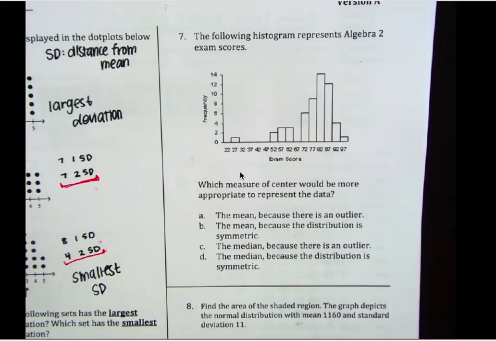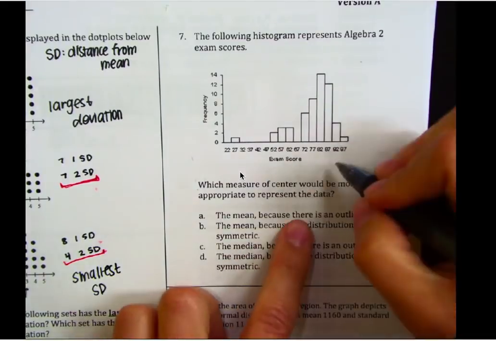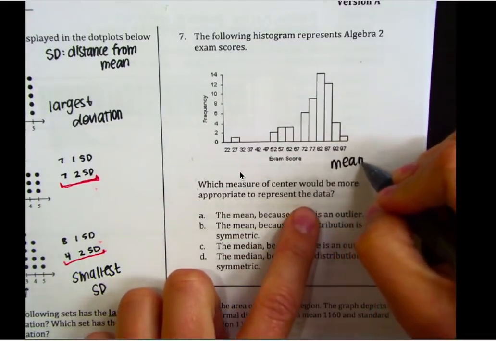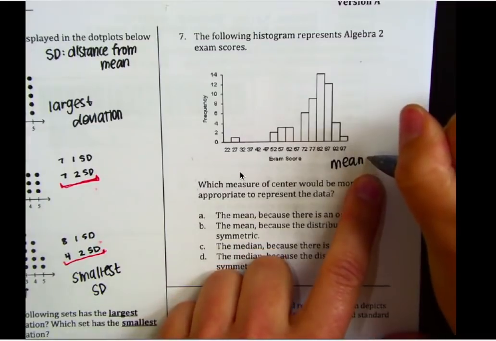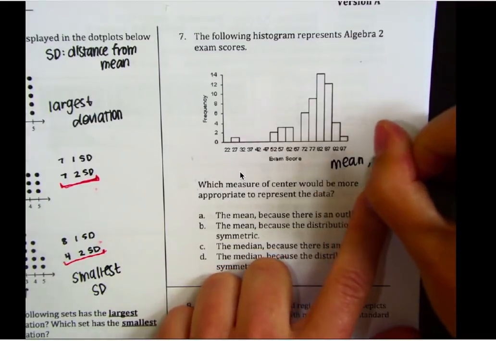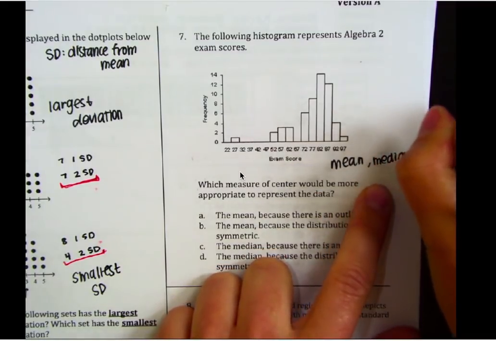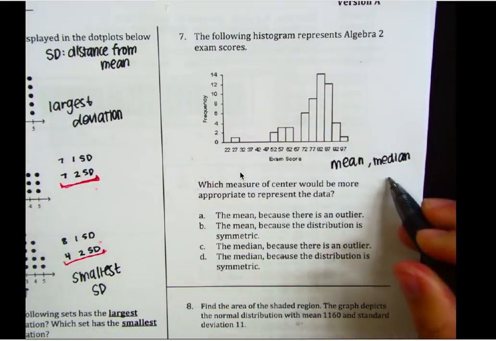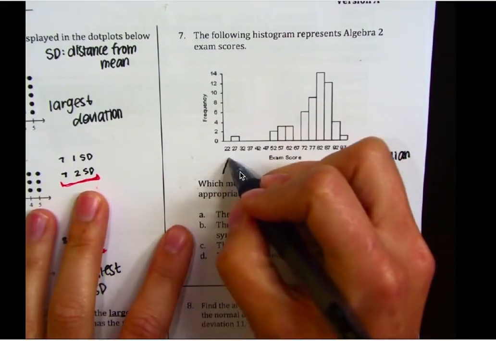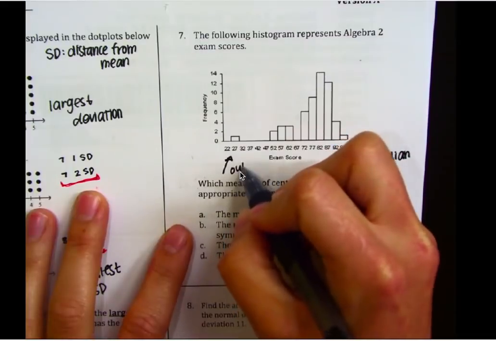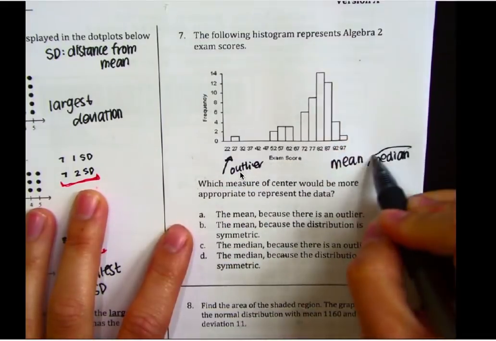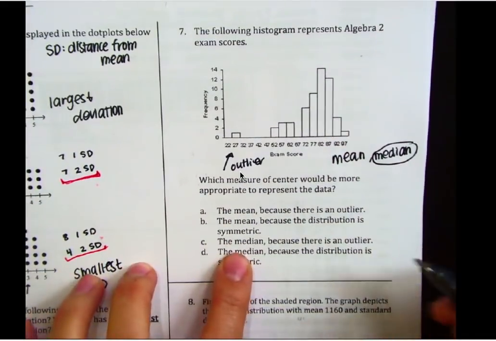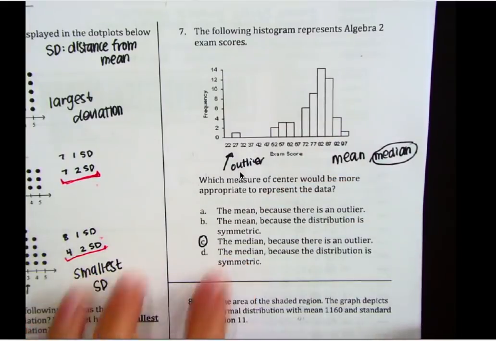Okay, which measure of center would be more appropriate to represent the data? All right, so we do want to remember that we use the mean anytime the data is symmetric or normally distributed. We use the median anytime we have skewed data or outliers. So in this case, we do have an outlier, so we do want to use the median. So our answer is C, the median, because there's an outlier.